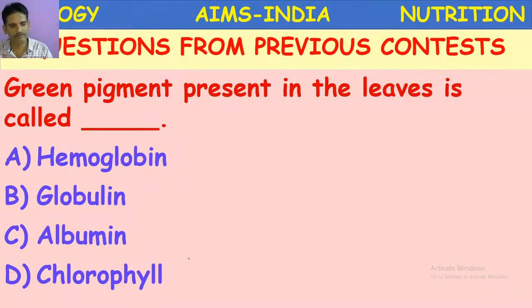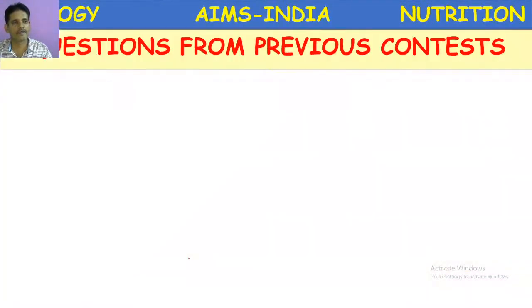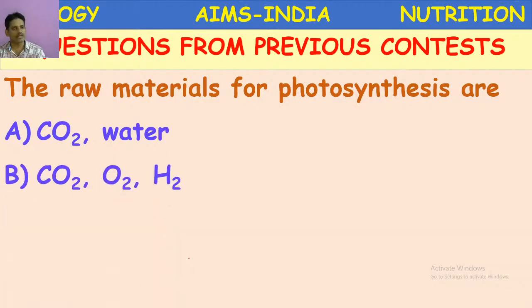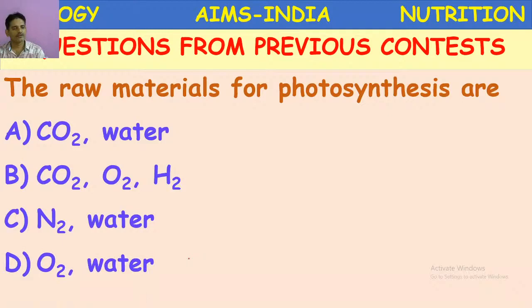Next. The raw materials for photosynthesis are carbon dioxide and water, carbon dioxide, oxygen and hydrogen, nitrogen and water, or oxygen and water. Come on, please answer in the live chat.